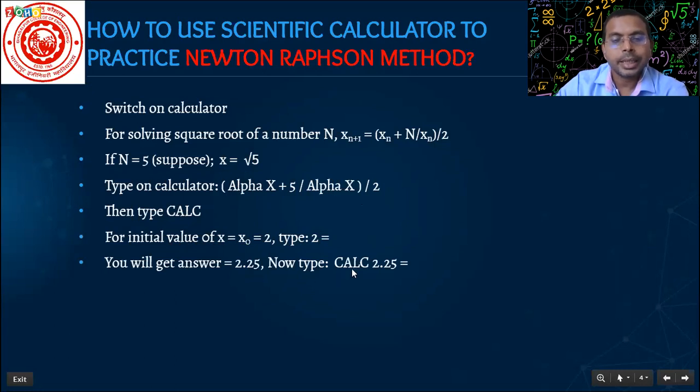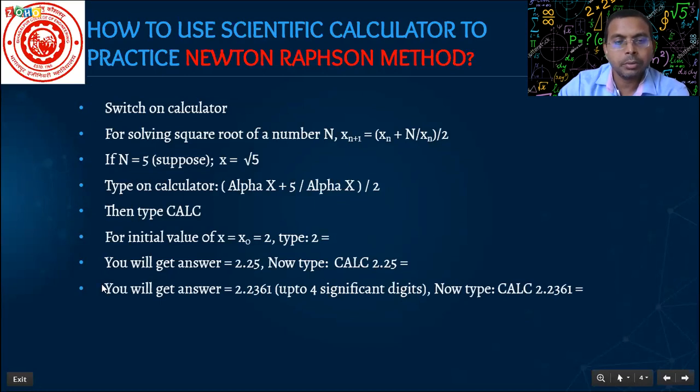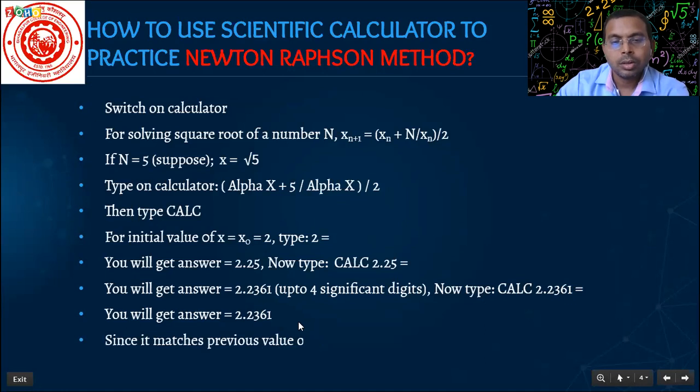Now again type calc, then give the value of x as 2.25, the previous value, and press equal to, then you will get answer 2.2361 up to 4 significant digits. You can take any number of significant digits; here I am just noting down only 4. Now type calc, this previous value 2.2361, and press equal to, so you will get answer 2.2361. So this value and this value are both equal. Since it matches the previous value of x, we stop iteration.